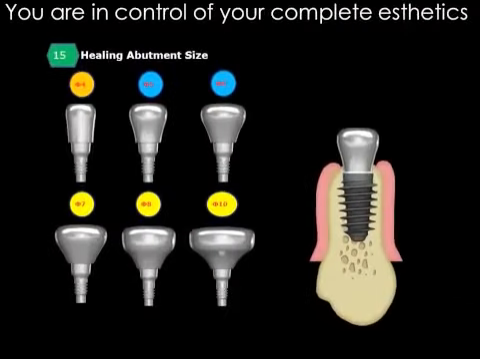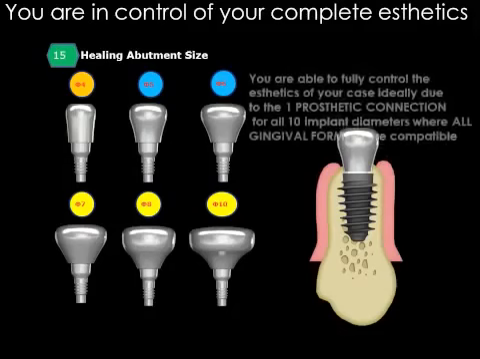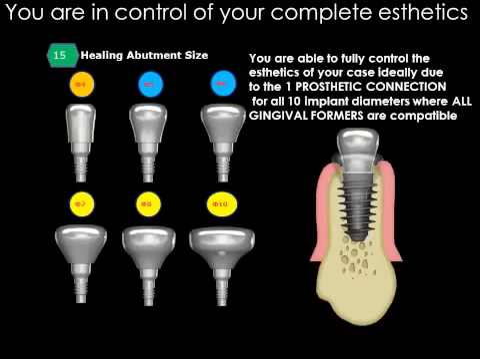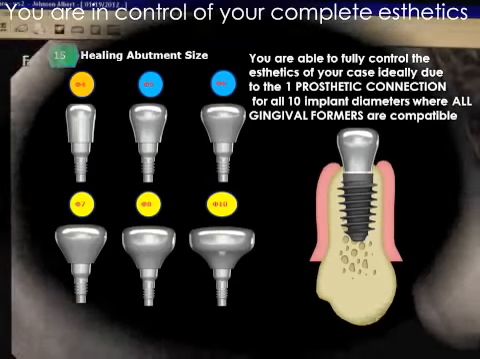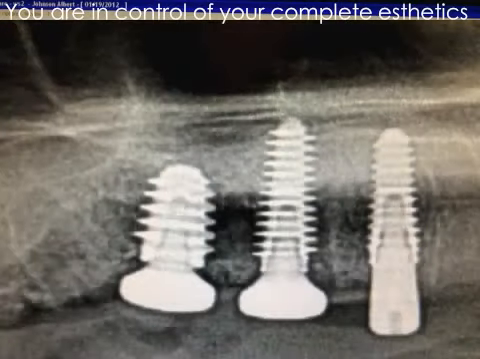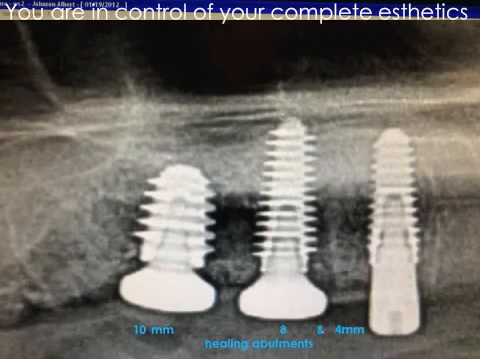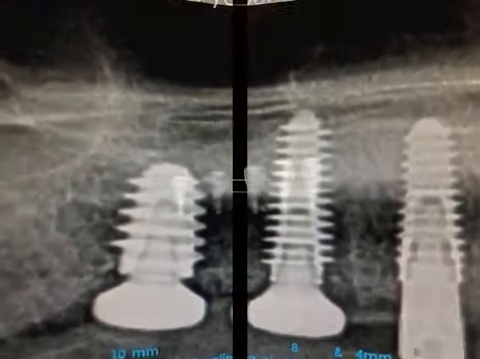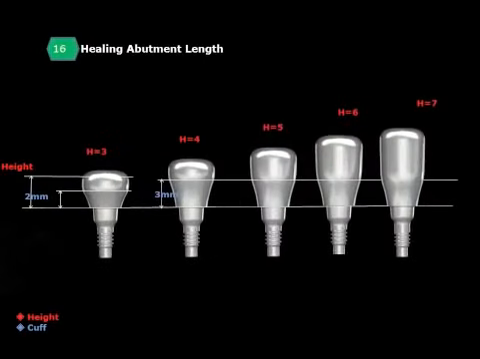Now the very unique thing about your AnyRidge system, again, because it utilizes one prosthetic table or one prosthetic connection, all your different healing abutments are interchangeable. That means you can really control your aesthetics much easier. You can see and note the different healing abutment flares in place in these cases here as they're shown on the x-ray. They do come in 3, 4, 5, 6, and 7 millimeter cuff height in all your different flares of 4, 5, 6, 7, 8, and 10 millimeter diameter or flares.